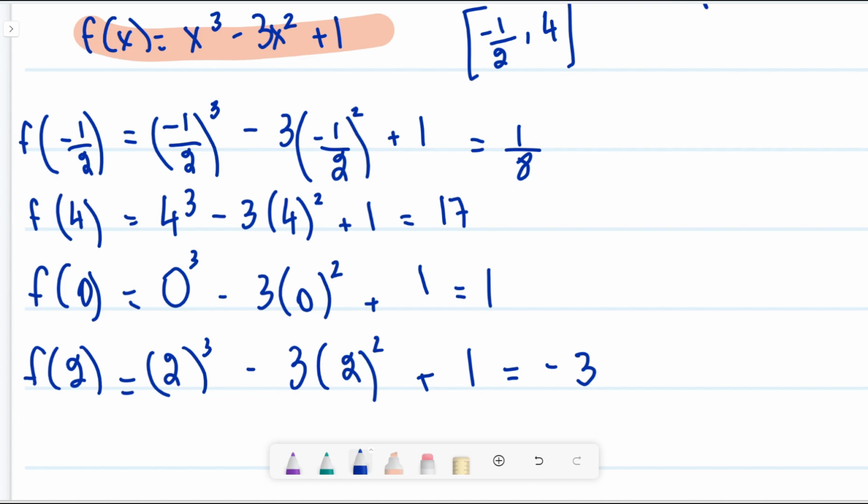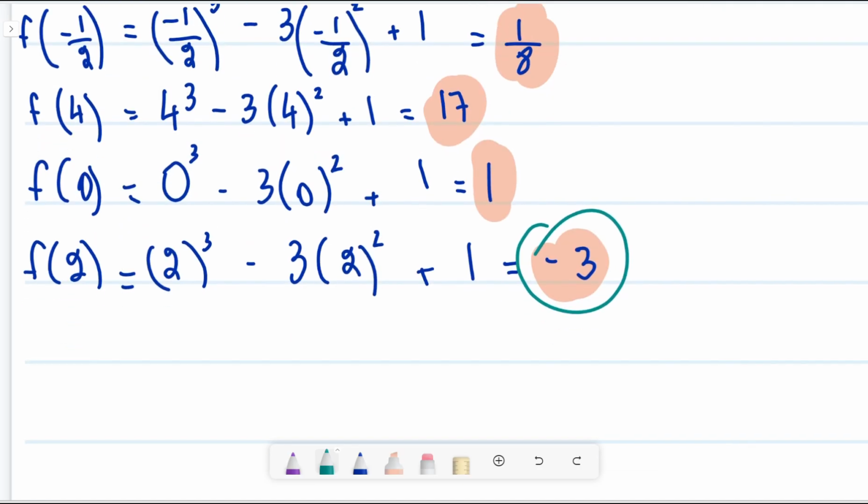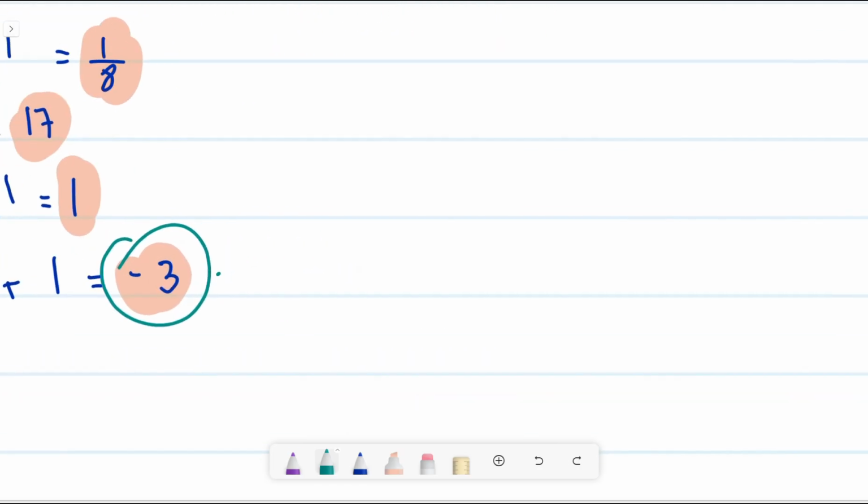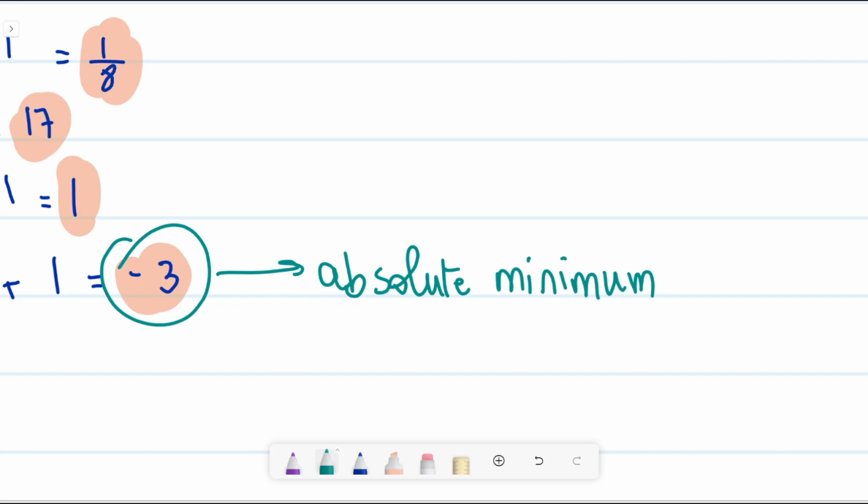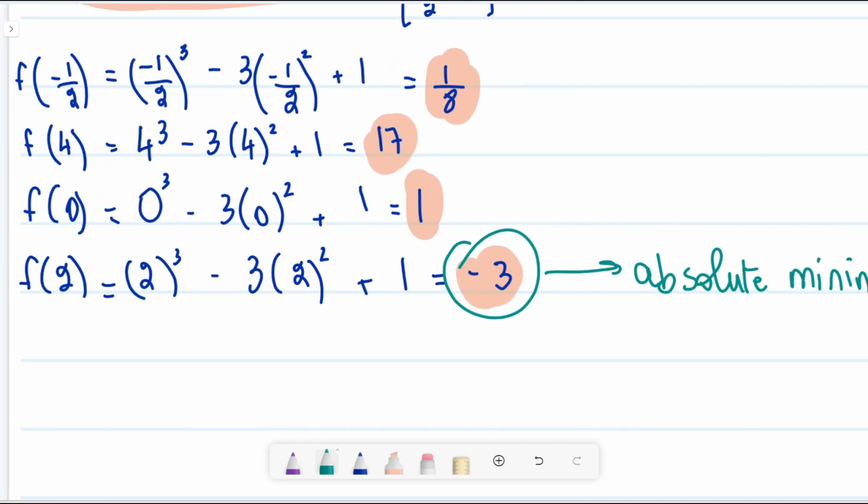All you have to do right now is look at all of these answers that you got. Which one is the smallest one? It's the -3. This means we have an absolute minimum here. So an absolute minimum when x equals 2 and f of x equals -3.